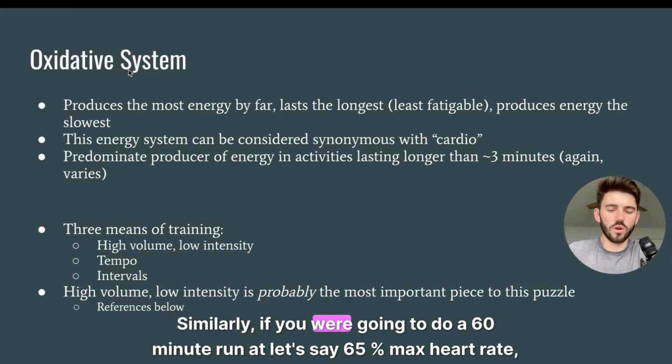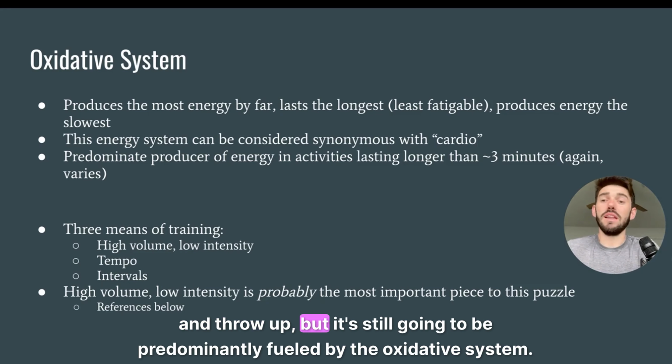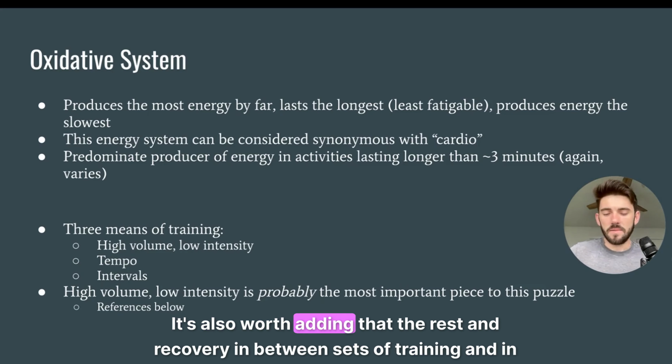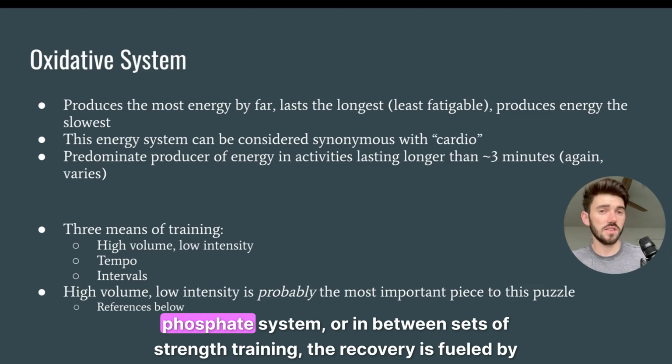Similarly, if you were going to do a 60-minute run at, let's say, 65% max heart rate, you're probably not going to hit true fatigue in the sense that you're wanting to keel over and throw up, but it's still going to be predominantly fueled by the oxidative system. It's also worth adding that the rest and recovery in between sets of training and in between sessions of training is fueled by the oxidative system. So if we go back to the straight sets of the fast glycolysis system, the creatine phosphate system, or in between sets of strength training, the recovery is fueled by the oxidative system.